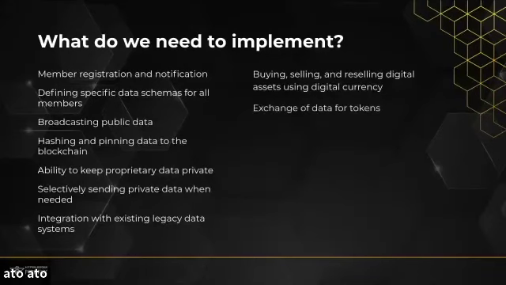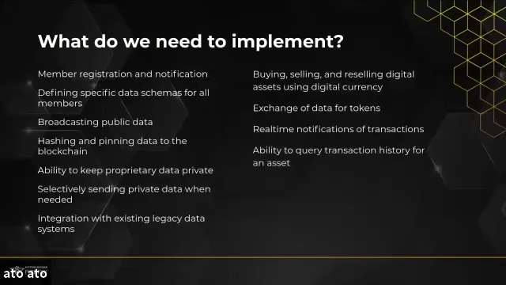Along with that, you could also have exchange of data with tokens as well. So not only just buying a digital asset, but the fungible tokens can create an economy for data exchange between different members of the network. There also needs to be real-time notifications of transactions. As things are being bought and sold, as new things are registered into the system, we need to know about that as they're happening. We need to be able to query the system to get the entire record of something.